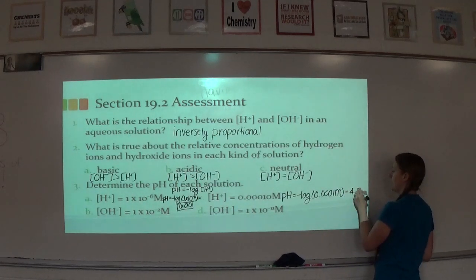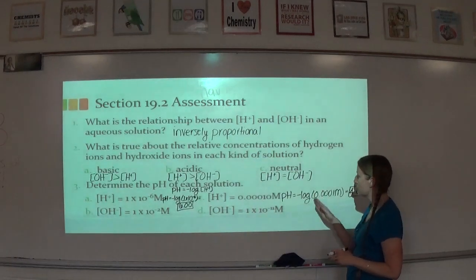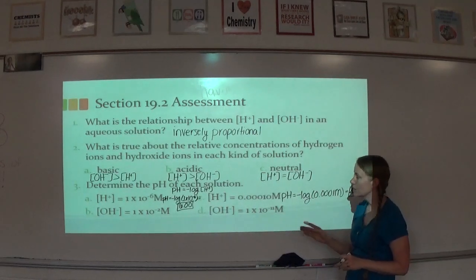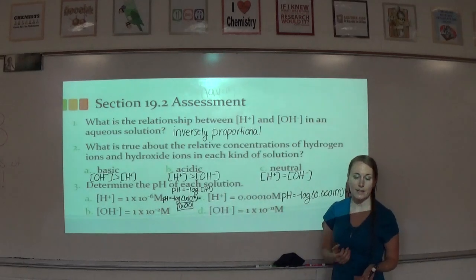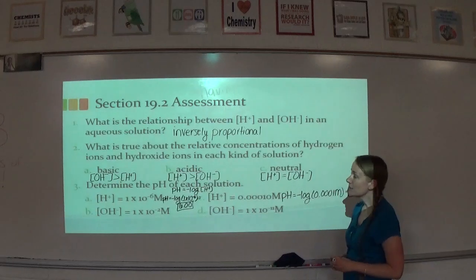So that's going to give me a pH of 4. Alright, and so again, you're just plugging in the calculator, negative log, and then your number. Negative log, and then your number, just over and over and over again. Alright, so let's look at our next one.